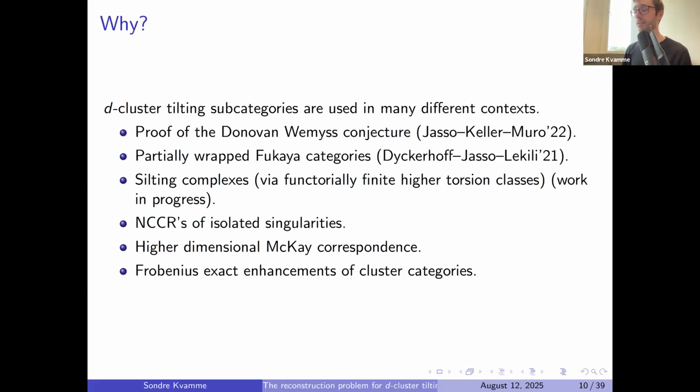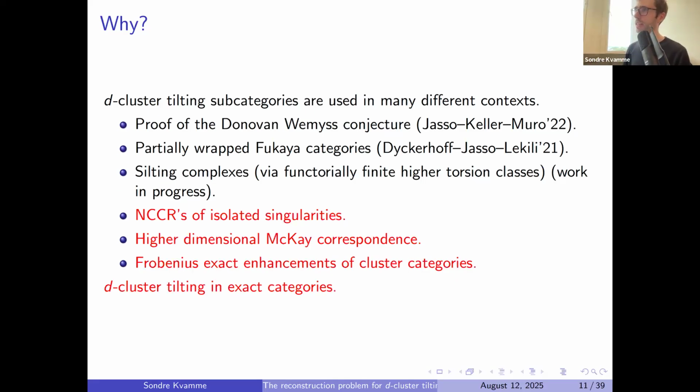So these are many different examples of situations where D-cluster tilting and this notion of higher Auslander-Reiten theory occurs in representation theory and in algebra. A lot of people have studied D-cluster tilting for module categories of Artin algebras or finite dimensional algebras. But to be able to cover all these kinds of examples, you do need to work in this more general setting of exact categories. You do need to look at D-cluster tilting in exact categories.